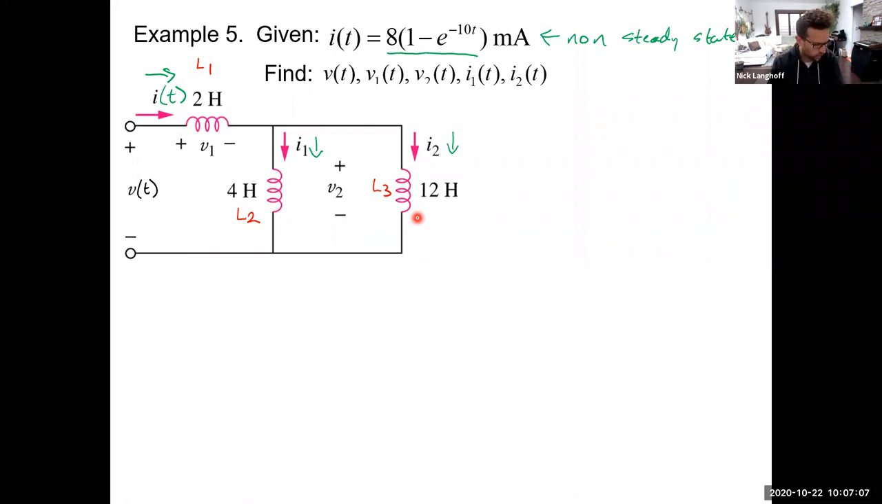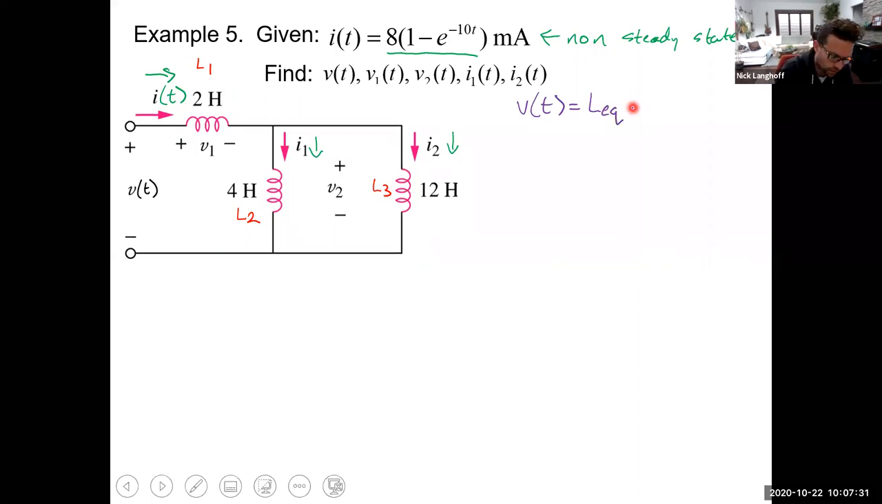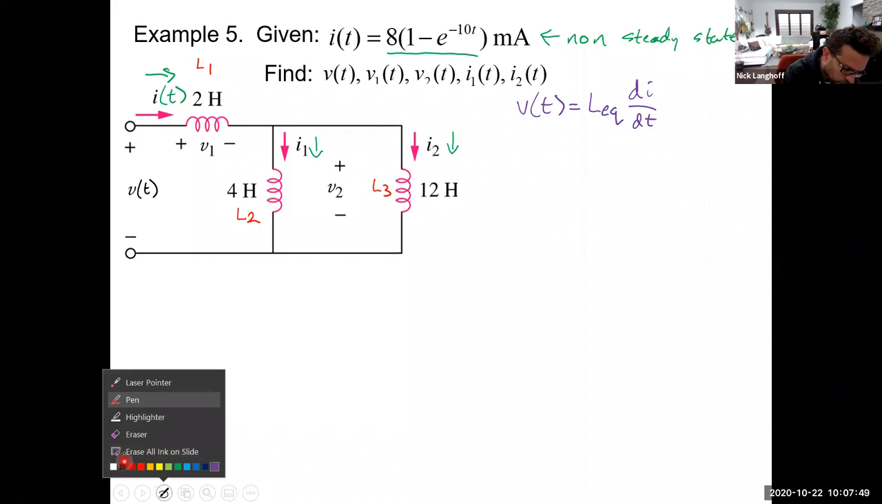Now, one of the ways that we could start is by finding the voltage V of t. Let's start by looking for the voltage V of t, which I'll colorize in purple here. V of t, the voltage across the whole port, should be equal to L equivalent, whatever the equivalent inductance is seen across the port, times di/dt, because the current I of t is what's flowing into the equivalent inductance. So let's draw the equivalent circuit over here.